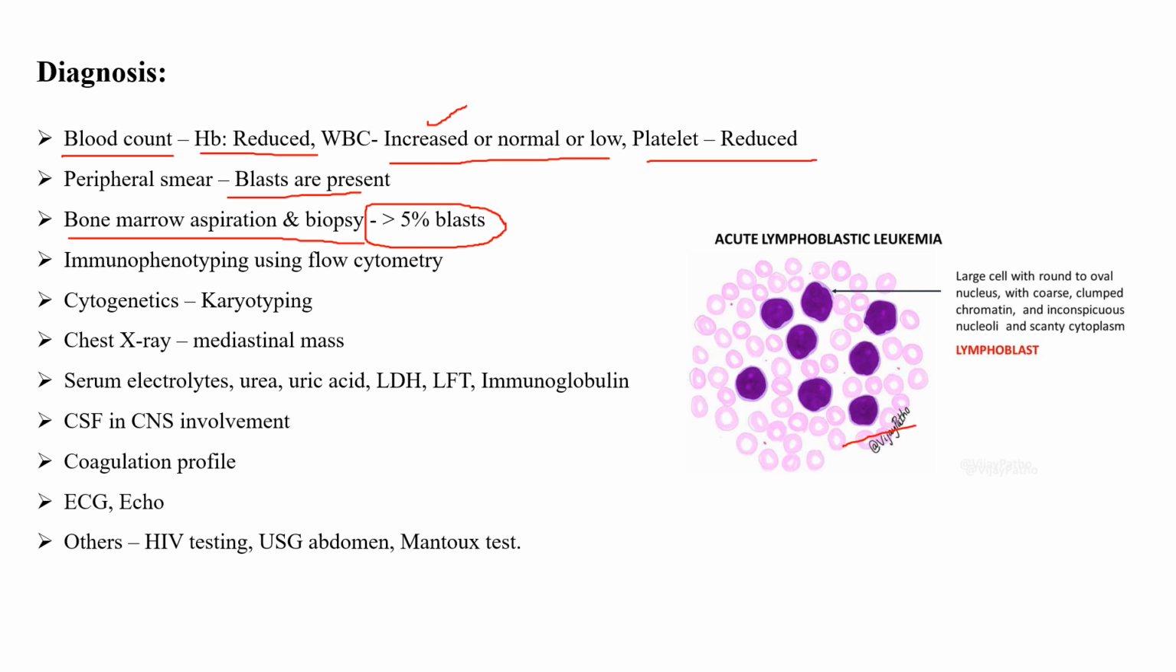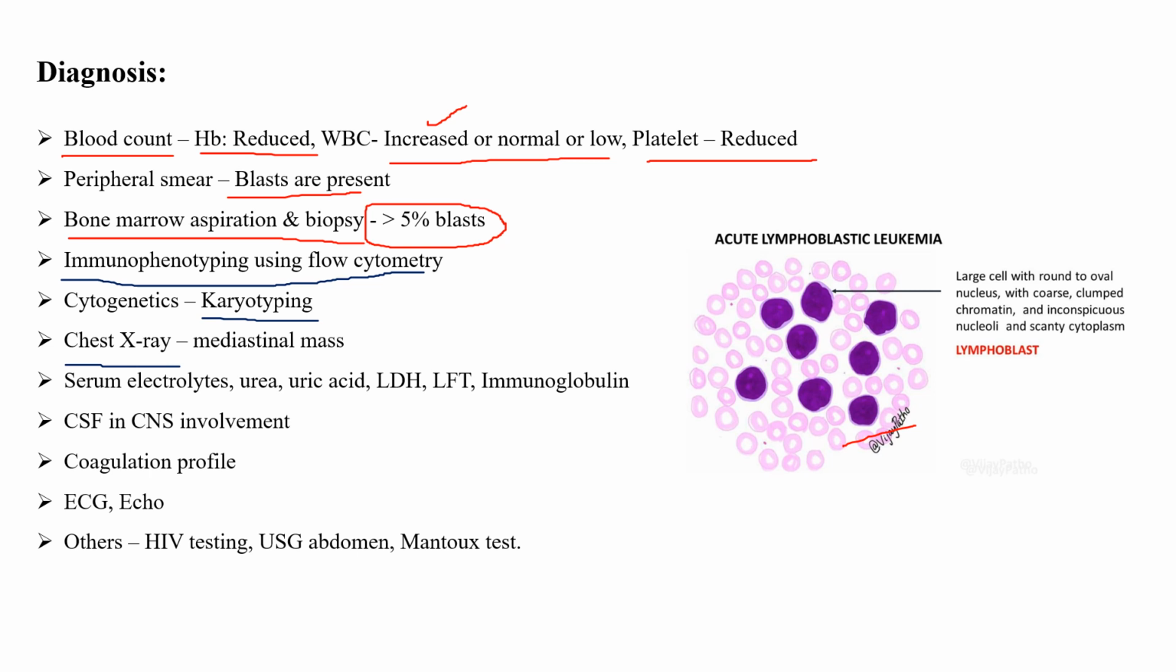But we have to know whether it is a B cell ALL or a T cell ALL. So in order to confirm that, immunophenotyping using flow cytometry can be done. Then in order to know the etiology, like syndromes such as Down syndrome, Bloom syndrome, we have to know about the cytogenetics with the help of karyotyping. And as we all know, there will be sternal tenderness and there will be a mediastinal mass, and this mediastinal mass can be confirmed with the help of a chest X-ray.